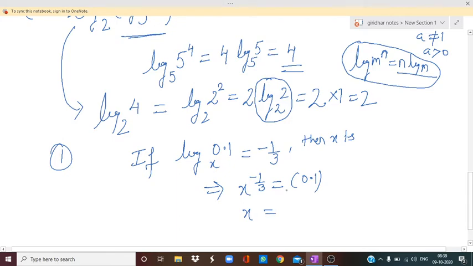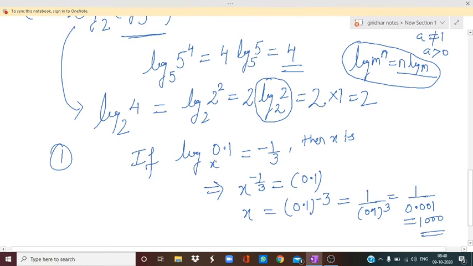Now if you shift the power that side, in fact, if you take minus 3 both sides, this becomes 0.1 to the power minus 3. Fine. And this is nothing but 1 upon 0.1 whole to the power cube. And this you can write as 1 upon 0.001. When you multiply 0.1 three times and remove this point, you will get 1000. So x equals to 1000.